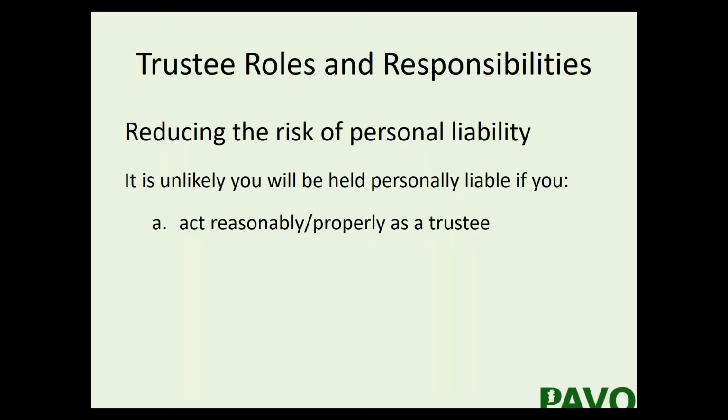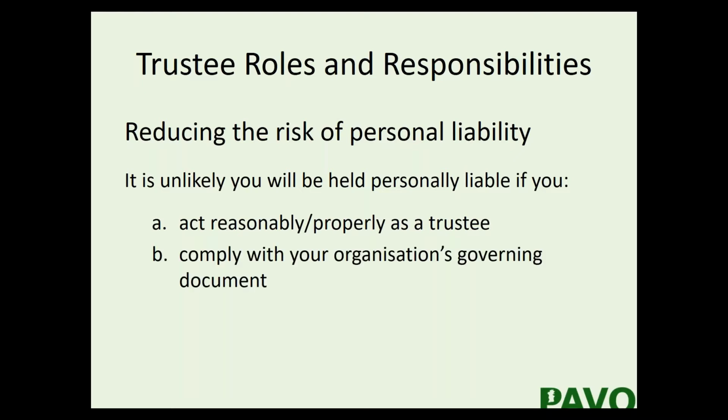If you can show that your process is fully considering the issues, is actually referring to your governing document, is taking legal advice if you need to, then you are acting reasonably and properly as a trustee. Things can still go wrong, but if they do, under those instances, you're unlikely to be seen as being liable. You need to comply with your organisation's governing document. These are points that I've already sort of covered.